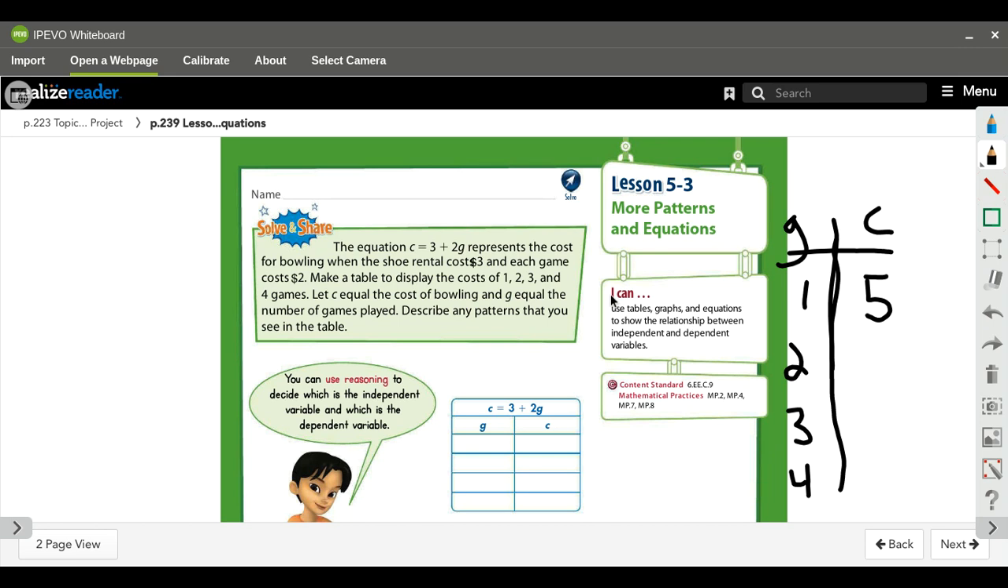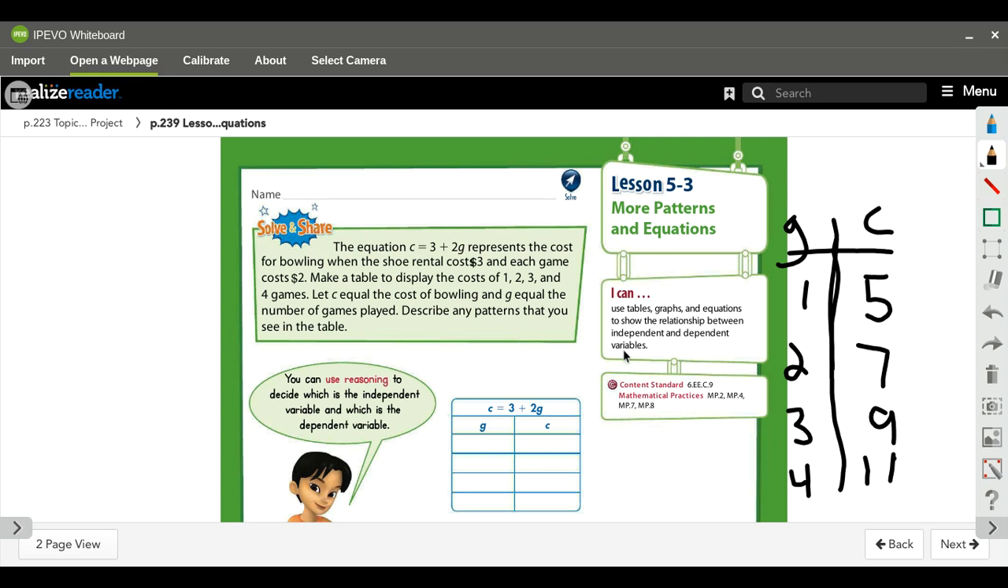So again, I'm going ahead and I'm just going to complete the table using the equation that they've given to me. So I'm just substituting for my variables and then I'm solving. So if I have 2 games, it's going to be 2 times 2, which is going to be 4, plus 3 is going to be 7. 3 times 2 is going to be 6, plus 3 is going to be 9. And then 4 times 2 is going to be 8, plus 3 is going to be 11. Okay?